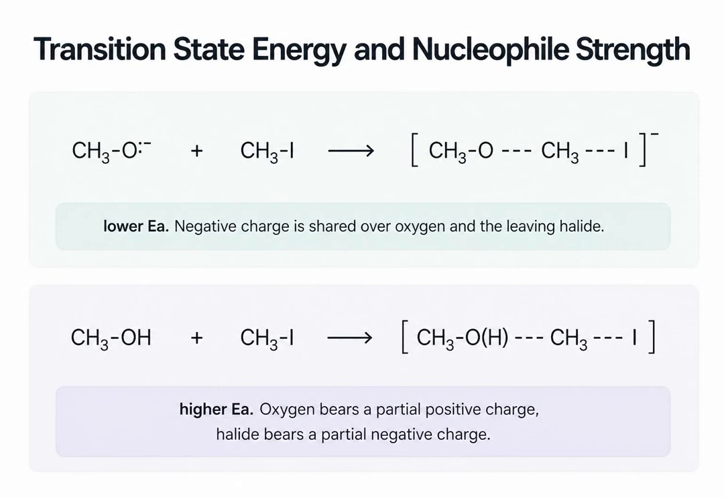We can explain this massive difference in reaction rates by looking at the transition states. When the negatively charged methoxide attacks, the transition state shares that single negative charge between the incoming oxygen and the departing iodine. Both are electronegative, so this is relatively stable, resulting in a lower activation energy. However, when neutral methanol attacks, the transition state forces a charge separation. The oxygen develops a partial positive charge, while the iodine becomes partially negative. This high-energy state creates a much larger activation barrier.